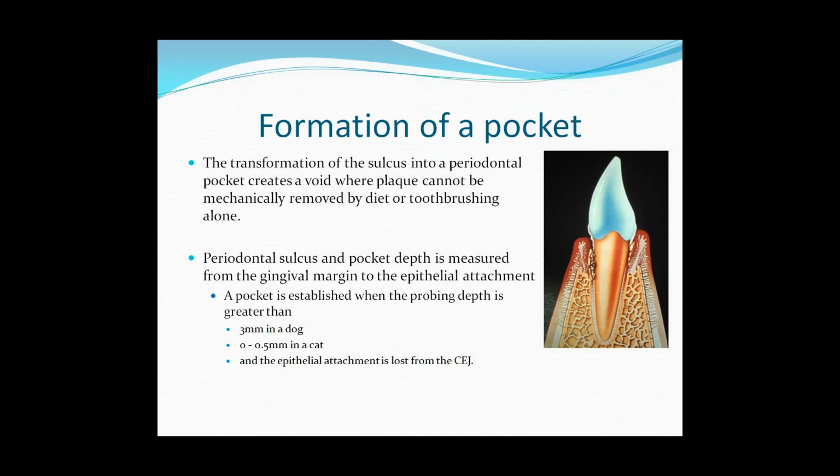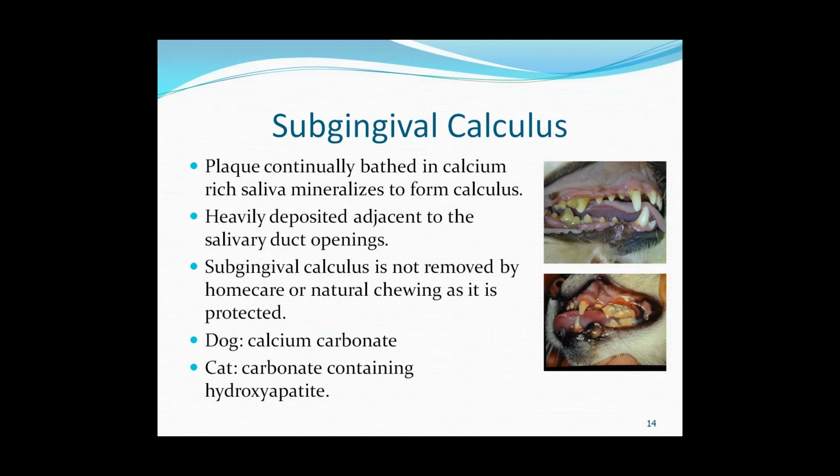So the transformation of the sulcus into the pocket then creates this void. In other words, the sulcus, which was half a millimeter in cats or 3 millimeters in dogs, now gets deeper, and it now forms a void that can't be emptied or cleaned by either diet or toothbrushing. So we now have a perfect area for the infection to continue.